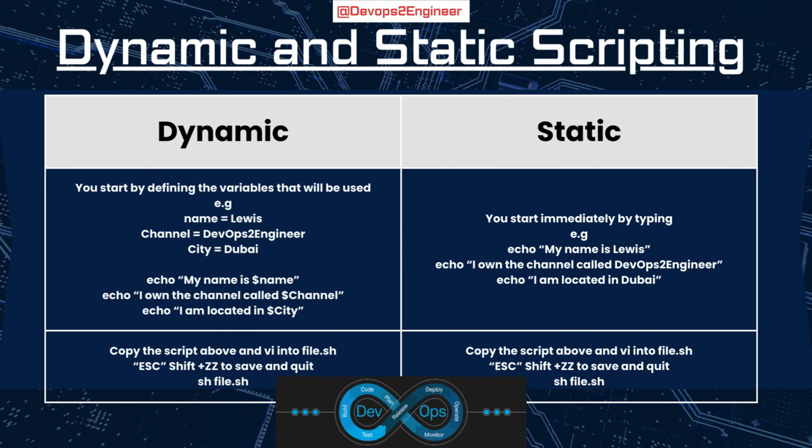Then you're going to do the same thing. You're going to copy the script above, vi into the file, paste the script, escape, shift ZZ to save and quit, and then sh the file to run it. Now let's go ahead and practice this in MobaXterm.